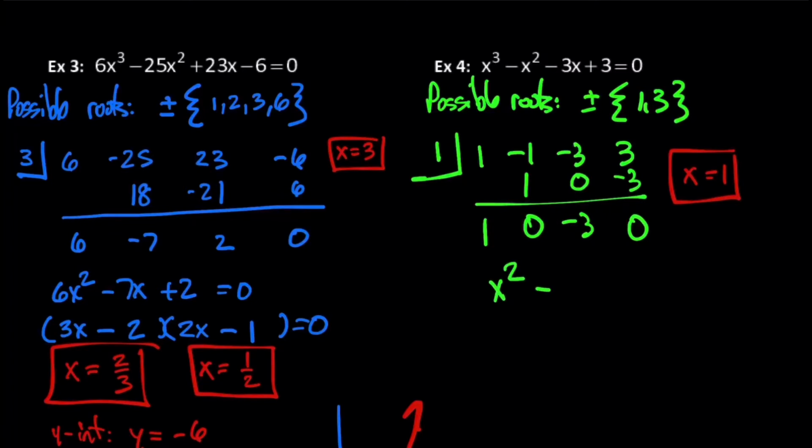X squared minus 3, basically. Set that equal to 0 and solve. But what do we do if we get a quadratic that does not factor? We have to use other methods. We could do quadratic formula. You could complete the square.